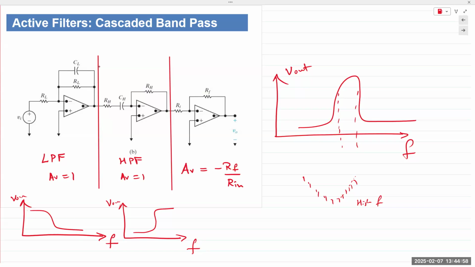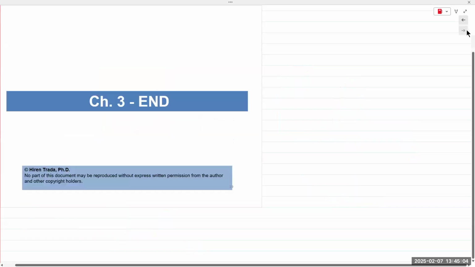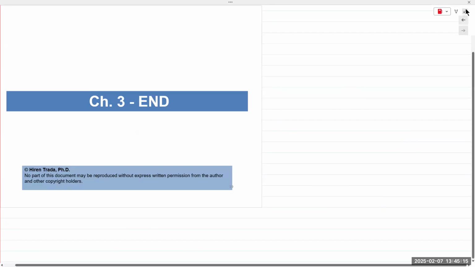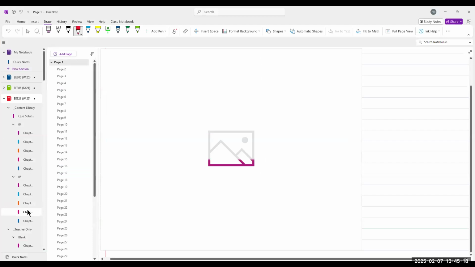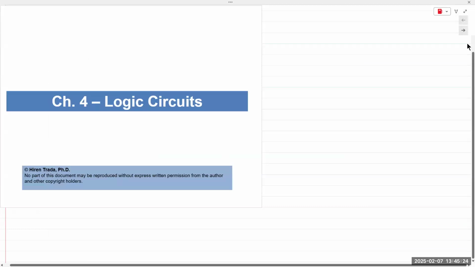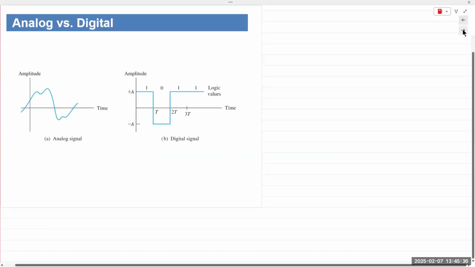Okay. All right, so with that, we'll say this chapter has come to an end. From now on until the end of this quarter, we'll be working on something completely different from what we have done so far. The first step there is logic circuits. Logic circuits are unlike anything that we have discussed so far. So far we've been working with analog signals, right? So let's first take a look at the difference between analog and digital.